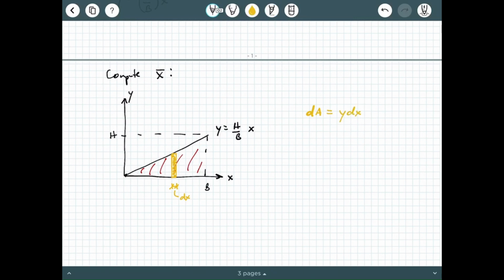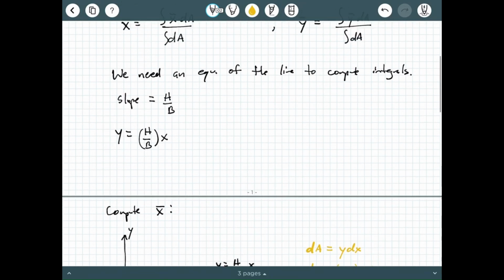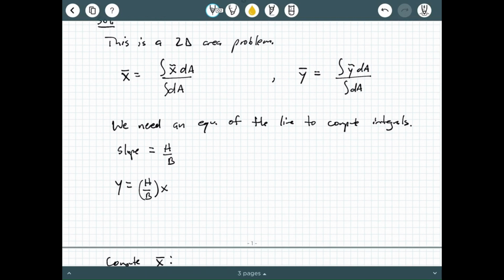So that's going to be y dx. Well, we know what y is. Y is given, we figured out y, the equation for y. So we're going to say dA is equal to h over b times x dx. And there you go. There's our dA. So the dA that we're going to use in our formulation, we got it now.